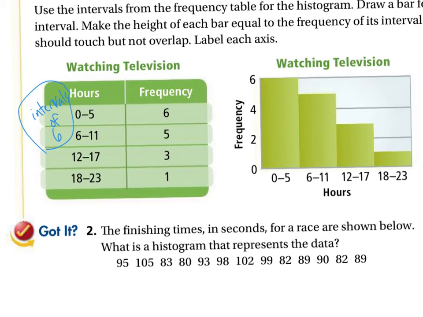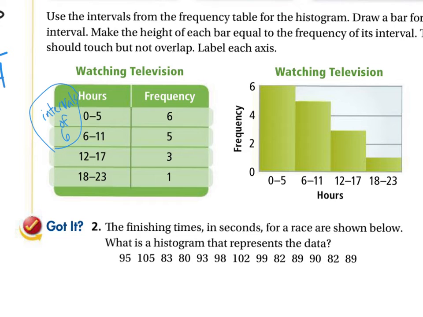For the histogram, it should be pretty complete. We need to have a title that tells what's happening. So they said watching television. And then we need to label the x-axis and the y-axis. Y-axis should always be frequency for what we're doing in this section. In this case, we're talking about how many hours. So hours is going to be on our x-axis. And then they just went by twos.